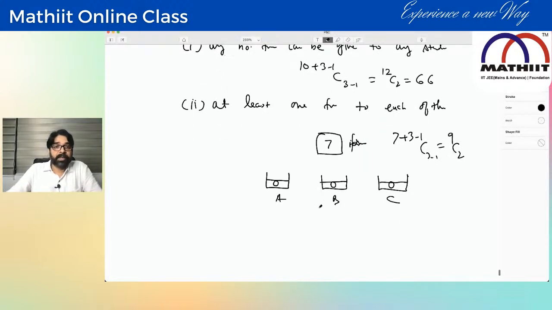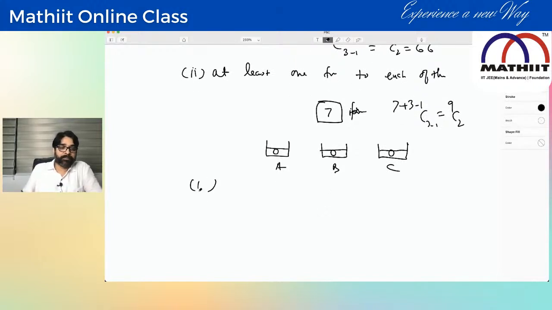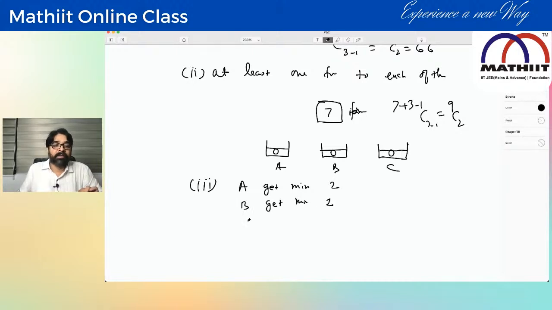Third bit of the question. Suppose if I say, A gets minimum 2, B gets minimum 1, C gets minimum 3. Do you understand the question? Actually, the A, B, C are names of children. They put the condition that A must get minimum 2 fruits, B should get minimum 1 fruit, C should get minimum 3 fruits. Tell me in how many ways I can distribute these 10 fruits among these 3 kids.